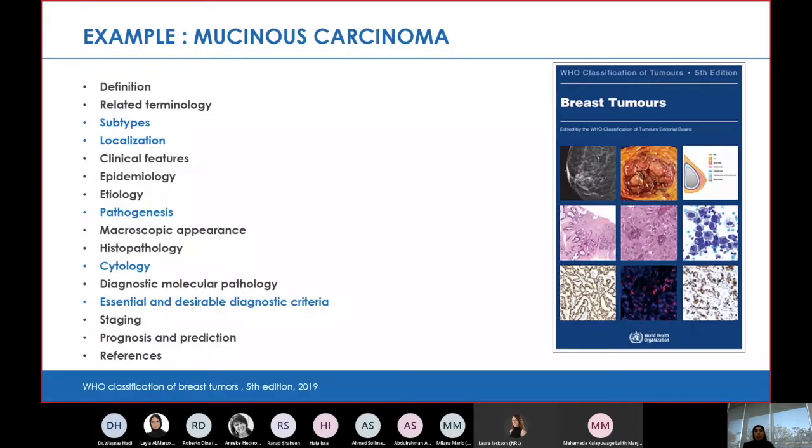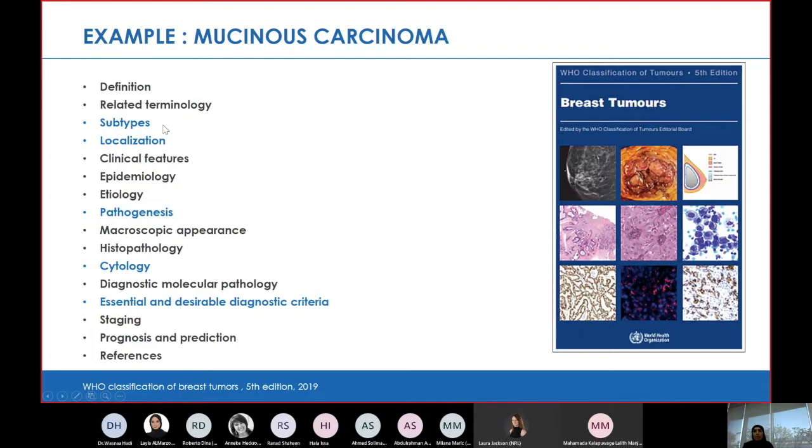Also, each entity is organized in a very systematic approach with a number of subsections. The ones in red are the same subsections as in the previous editions, and they added new ones, the ones in blue.